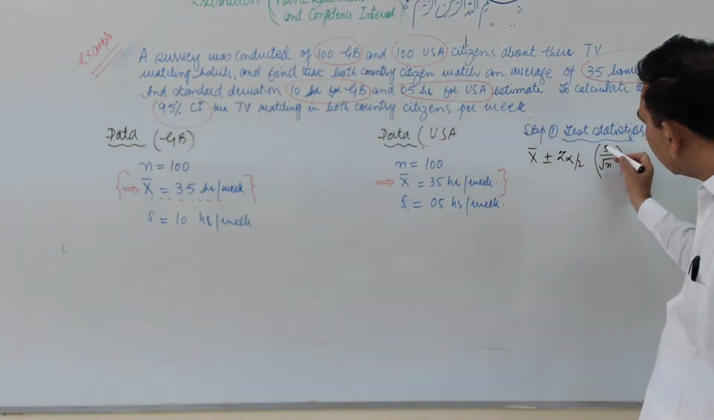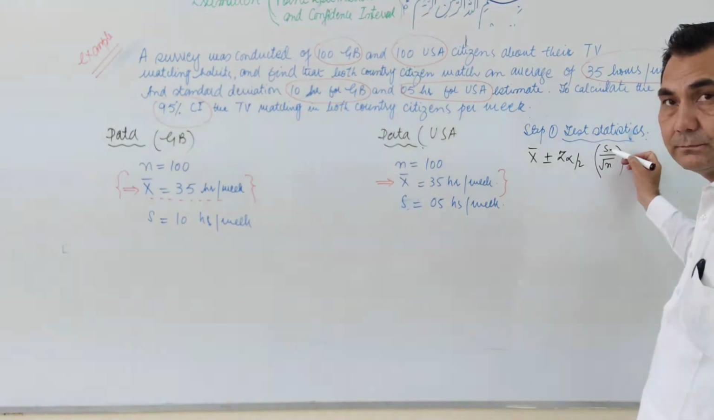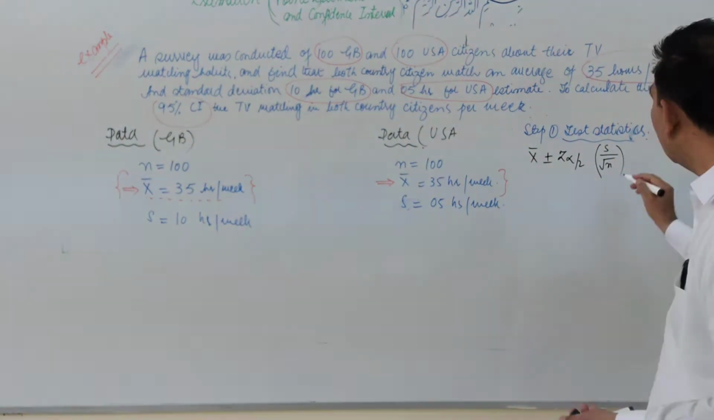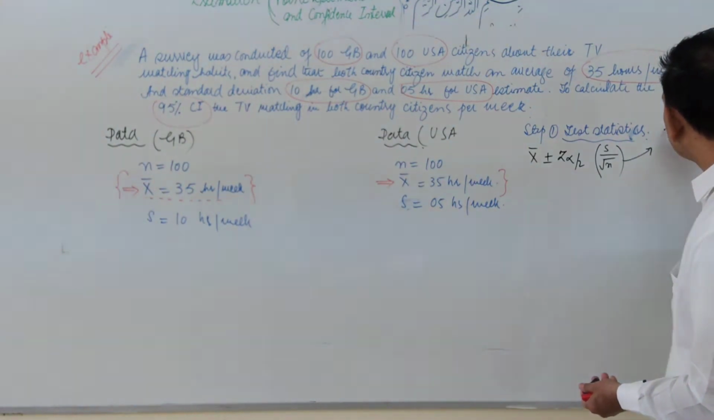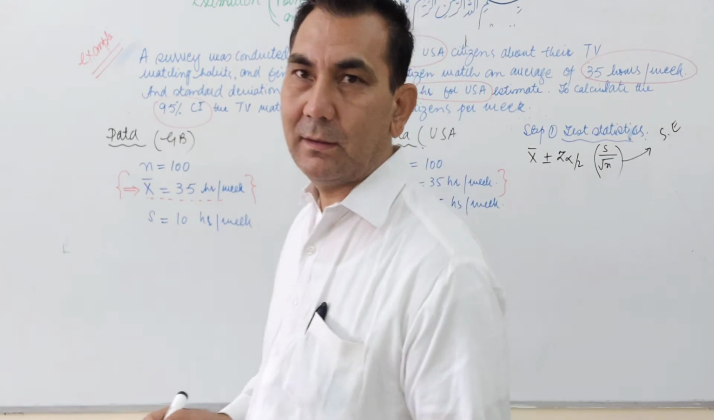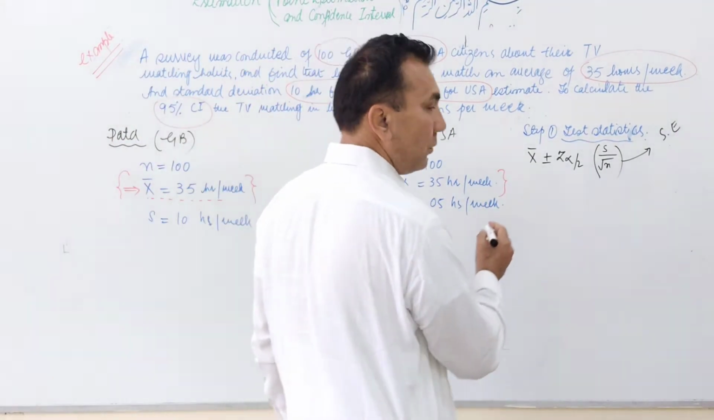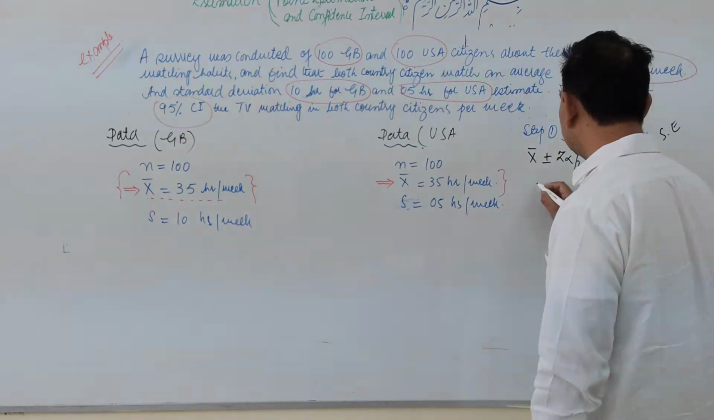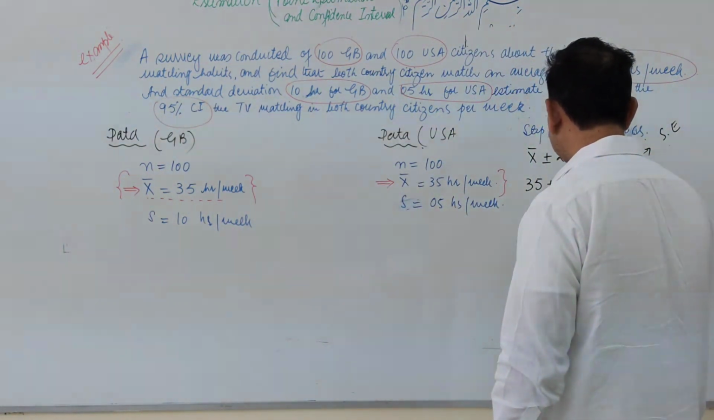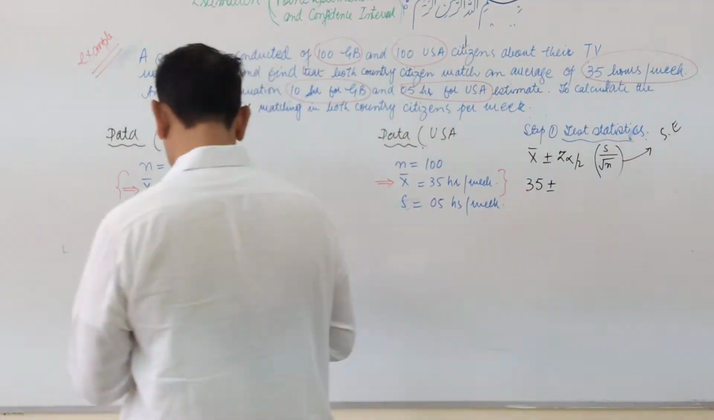So the standard deviation divided by the square root of n is actually the standard error. So what is the x bar in the USA? It is 35, plus minus z alpha by 2. We took the 95%.